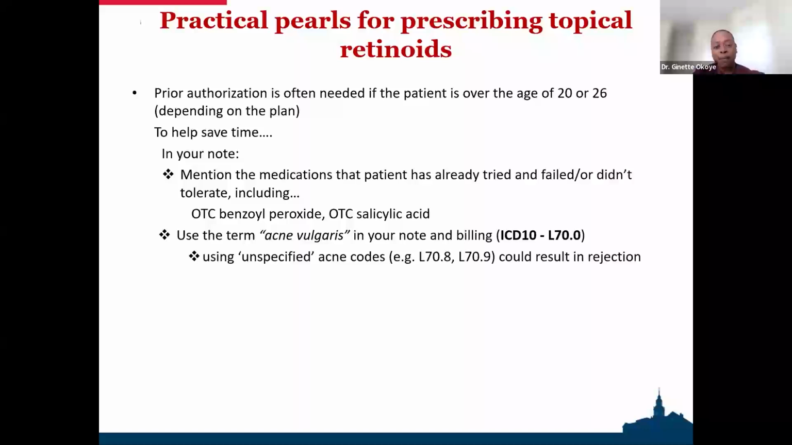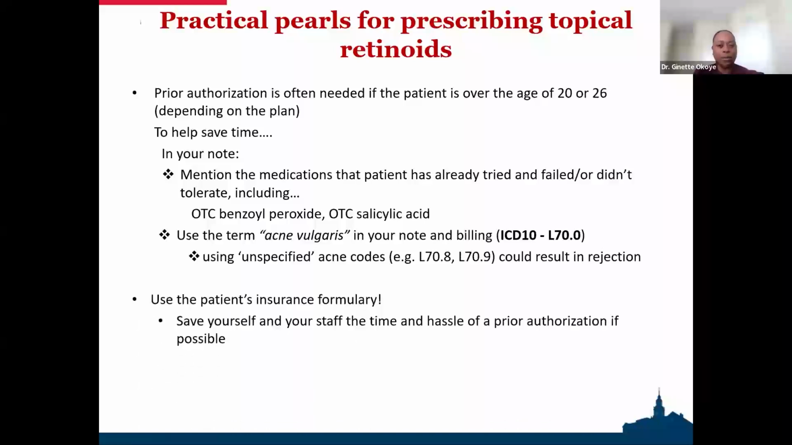To help save time, my suggestion is in your note, just talk about what they've tried and failed. Over-the-counter benzoyl peroxide, over-the-counter salicylic acid, that counts for the prior authorization. Use the full term acne vulgaris in your note, and use the acne vulgaris billing code, which I put here. That also makes a difference for prior authorizations. There are other codes for acne that are unspecified codes, and that can actually kick the prior authorization out in some cases. And then just use your patient's formulary.